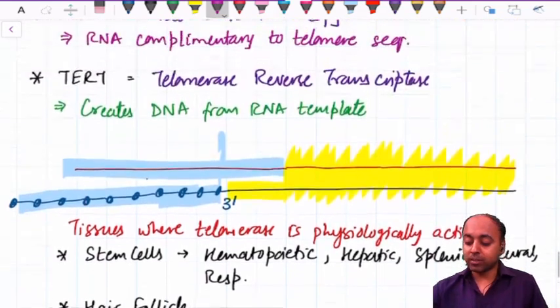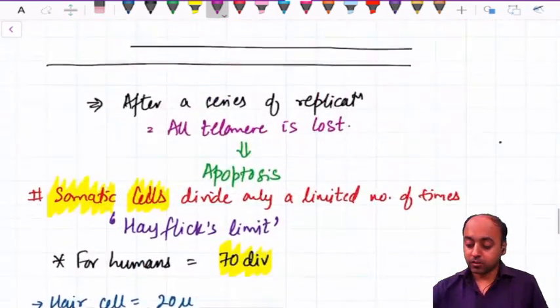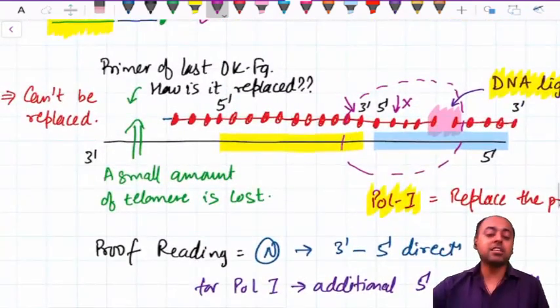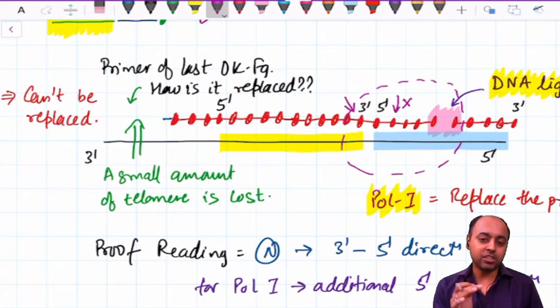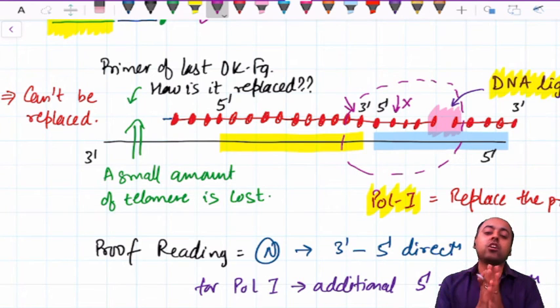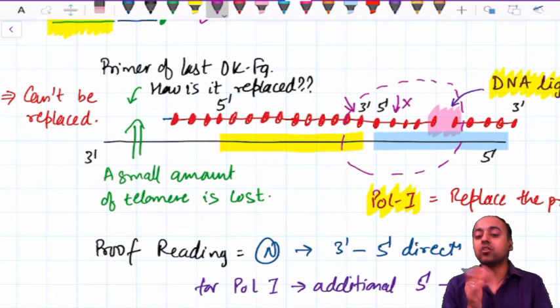Let's go back to our replication. So here what is happening, the replication has been completed. All the Okazaki fragments have been replaced. The last primer of the last Okazaki fragment cannot be replaced, results in shortening of the DNA on the lagging strand. The 3' end is shortening of the DNA.